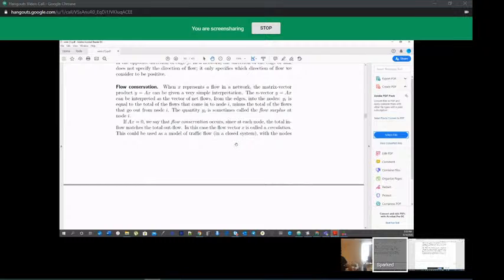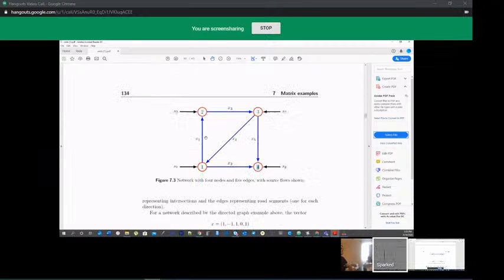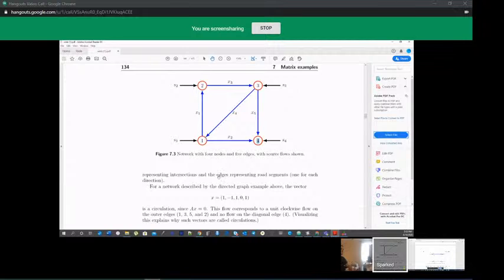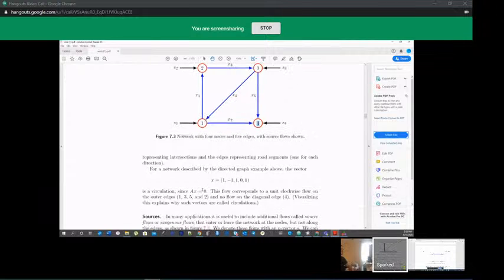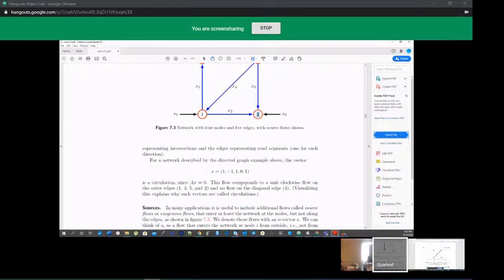So in this case the flow vector x is called circulation. In this case, the flux is called circulation. This could be used as a model. Okay. Oh, here we are. Okay, so let's see. For a network described by a directed graph, example above, the vector 1, -1, 1, 0, 1 is the circulation. Since Ax equals 0, this flow corresponds to a unit clockwise flow on the outer edges and no flow on the diagonal edge.